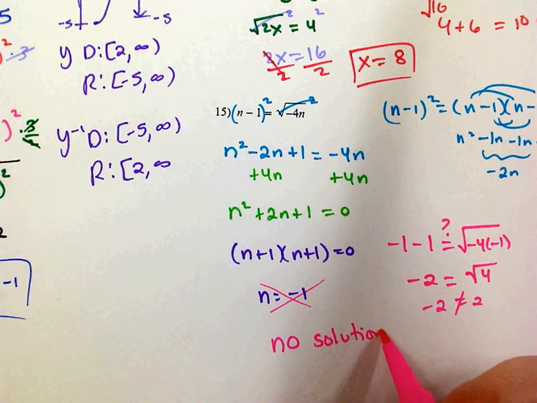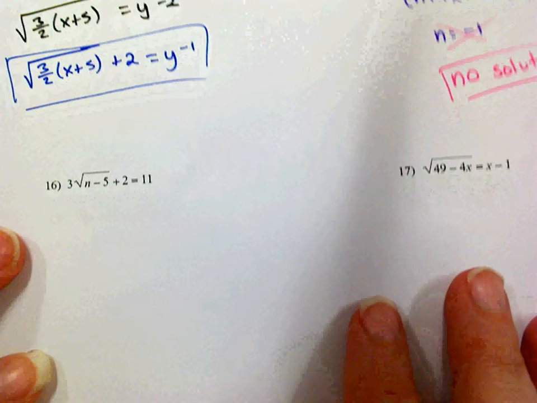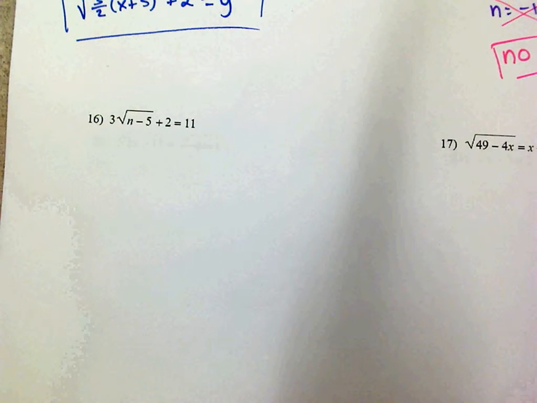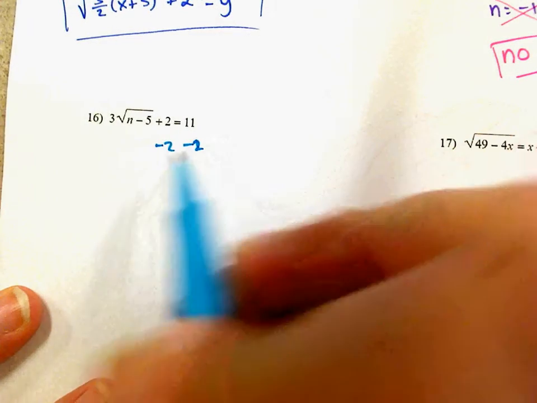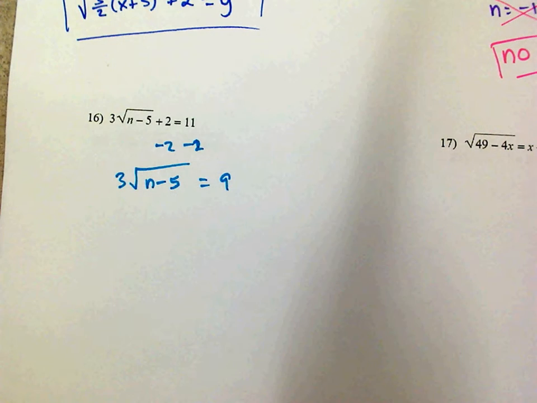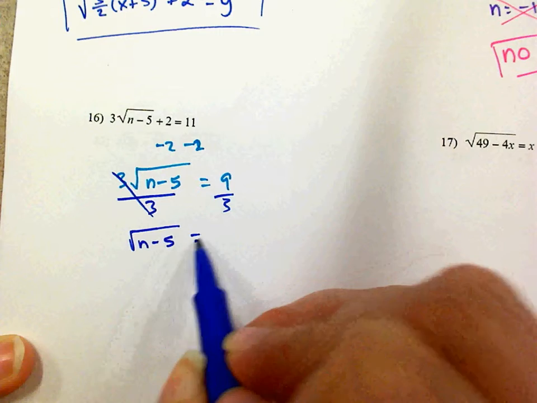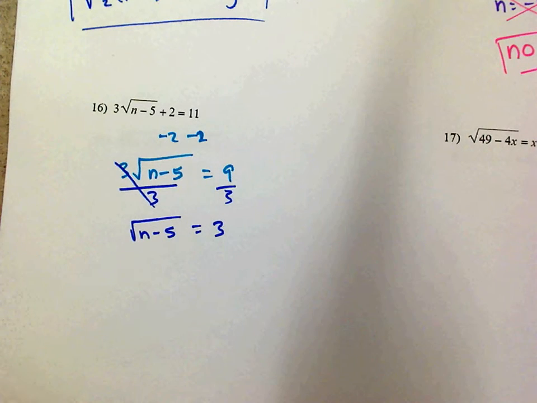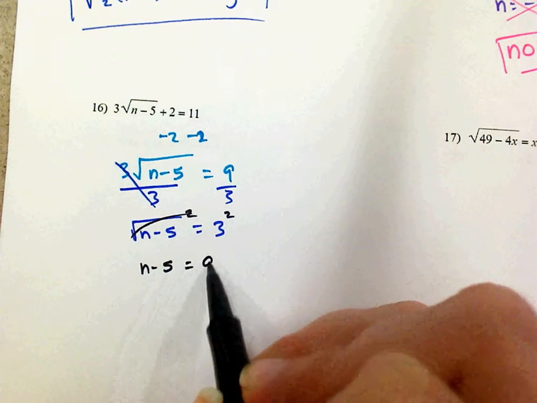Okay? Alright, now moving on to this one. I need to solve for n, so I'm going to subtract 2 and get 3 times the square root of n minus 5 equals 9. I'm going to divide by 3. And I've got the square root of n minus 5 equals 3. I'm going to square both sides to get rid of the square root. And I'm left with n minus 5 equals 9. And then I'm going to add 5, and n equals 14.